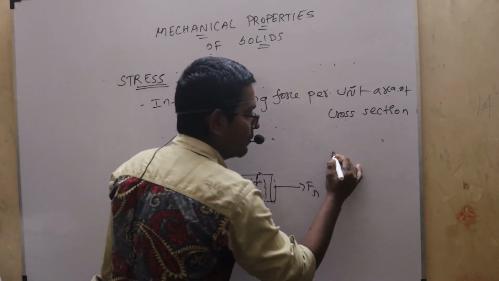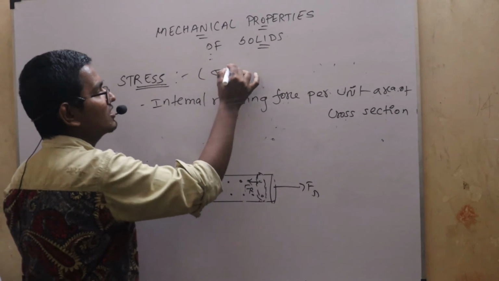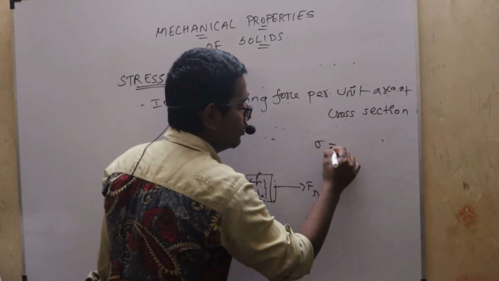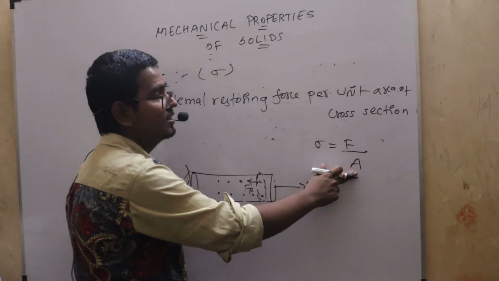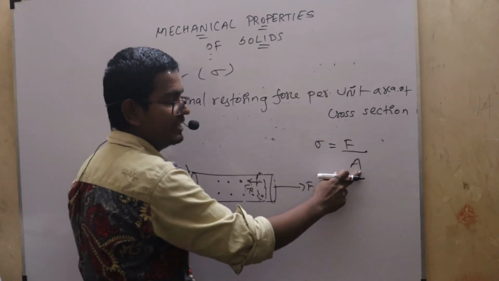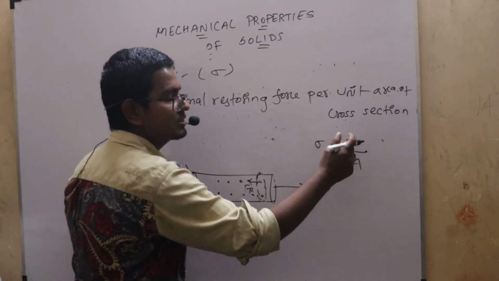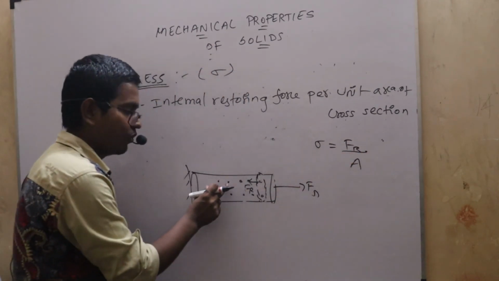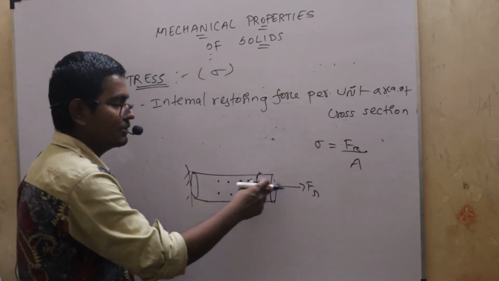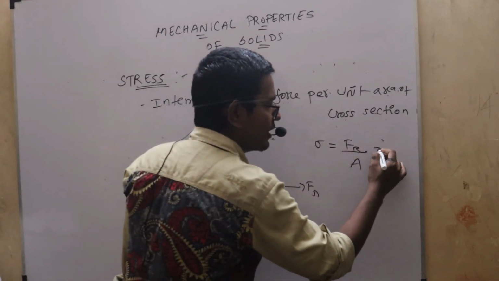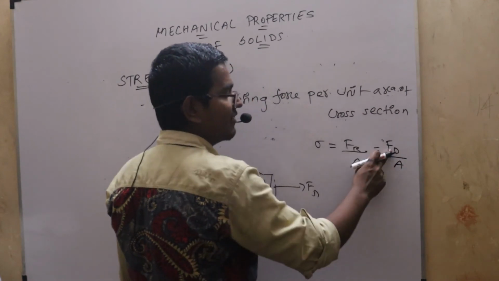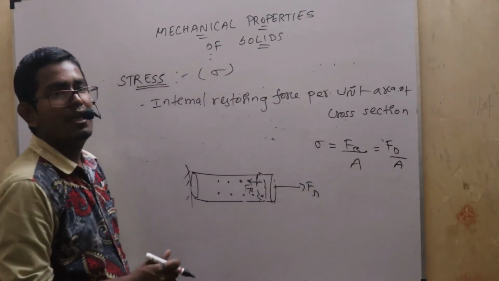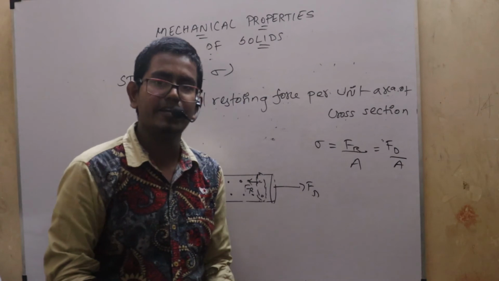So what is the formula for the stress? The representation for stress is sigma. Sigma is equal to force upon area. This area is nothing but the cross-sectional area. This force is nothing but the restoring force in the rod. As the restoring force is equal to the deforming force, we can also write, instead of restoring force, deforming force upon area, when the object is in the equilibrium condition.